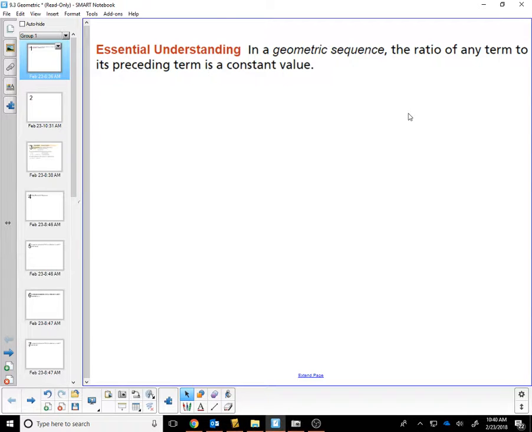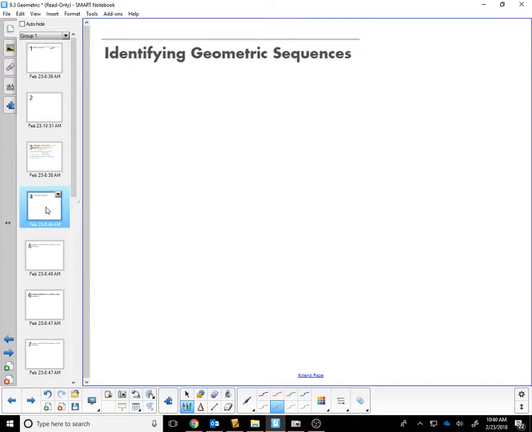I'm just going to give you the bare bones today because it's going to be just like yesterday's, except we're talking about geometric sequences. With geometric sequences, we're also looking for a constant value, but the key here is not a difference, but a consistent ratio. So let's jump to identifying those sequences.